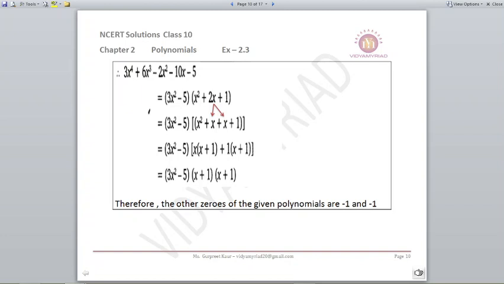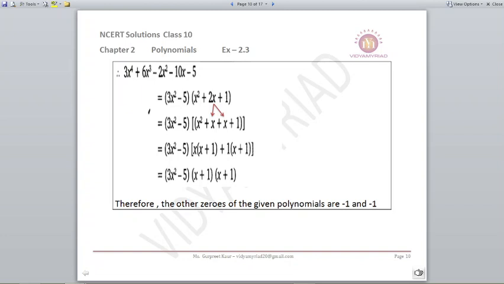What is the divisor? 3x square minus 5, which is one of the factors, and the quotient is x square plus 2x plus 1. So using the middle term splitting, we will solve it. We get x plus 1 and x plus 1 as the other factors.